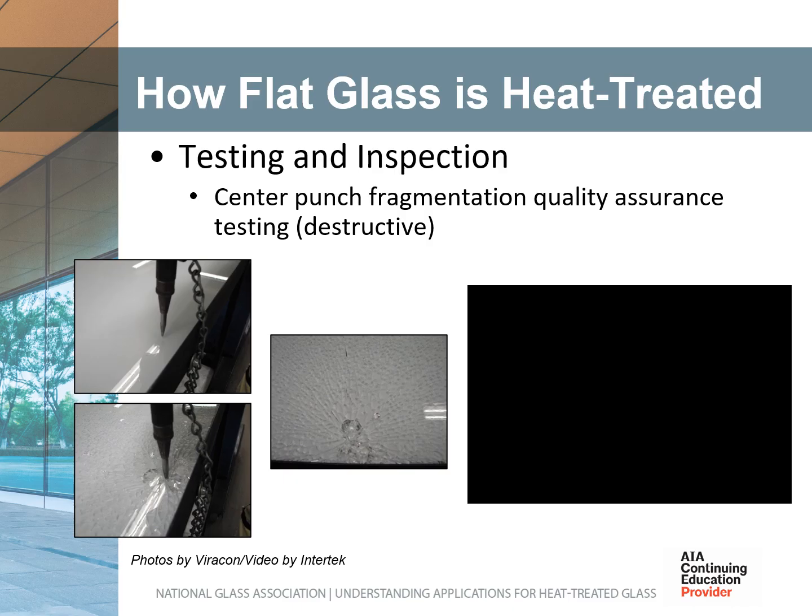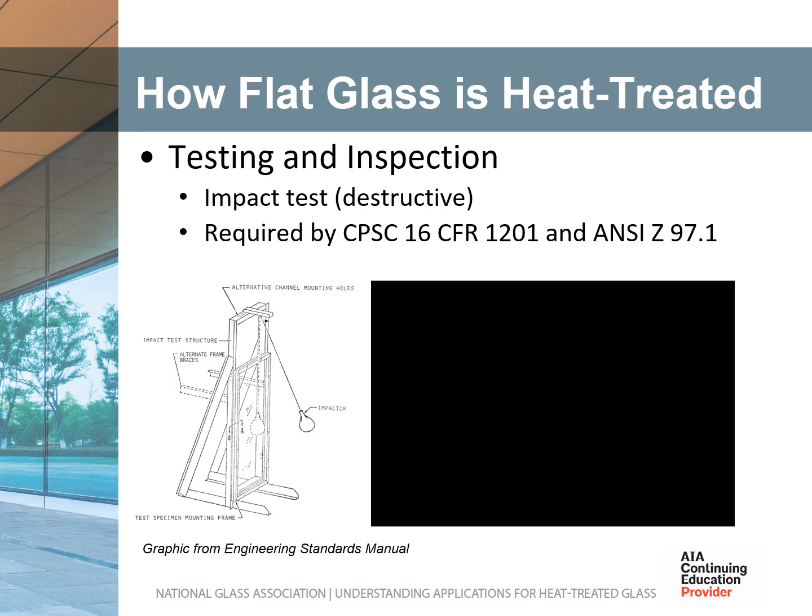This test method is intended for use as an in-plant quality control test to evaluate the fracture pattern of fully tempered glass. This test method is not a substitute for safety glazing test requirements of ANSI Z97.1 or CPSC 16 CFR 1201. This video shows the center punch fragmentation procedure. The impact test determines the foot-pound impact the glazing can withstand when impacted at different heights and producing an acceptable break pattern as outlined in the code.